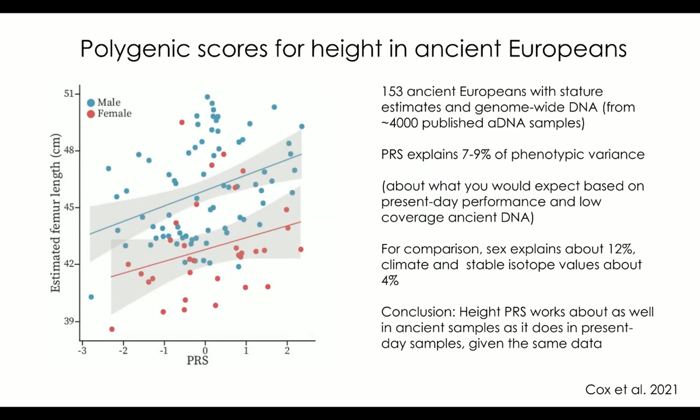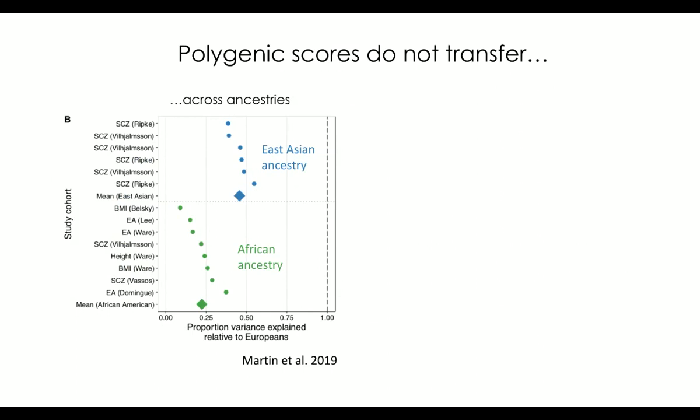So that's all very exciting. But of course, there are problems with polygenic scores. One of the problems that's been heavily discussed is that they don't transfer very well across ancestries. Here in a paper by Alicia Martin and colleagues, they show that if you conduct GWAS in a European ancestry population, and you then go and try and predict phenotypes in populations of non-European ancestry, you lose a substantial amount of predictive power.